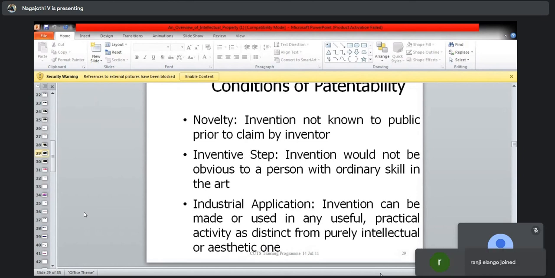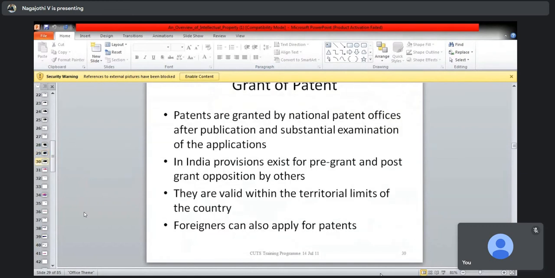Then the conditions of patentability: novelty, inventive step, industrial application. Novelty means the invention is not known to the public prior to the claim by the inventor. Then inventive steps must be there. The invention would not be obvious to a person with ordinary skill in the art. Then industrial application must be there: the invention can be made or used in any useful practical activity, as distinct from a purely intellectual or aesthetic one. So industrial applications must be there, inventive steps must be there, and it should be new. Only then is it possible for us to obtain patent rights.